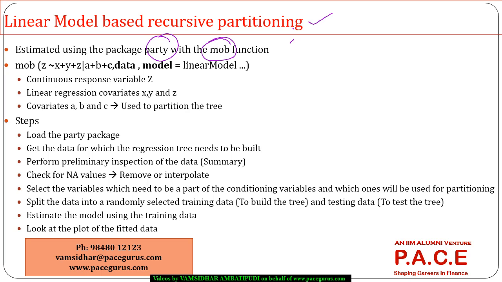If you remember, we have used a few parameters like this. The model was more like this. Z was a continuous response variable. We have a few variables which are the covariates used for building the model, and a few variables A, B, C which are used for partitioning the model. So there are variables used for partitioning, and a few more variables used for building the model. That is what we are doing as a part of the mob.